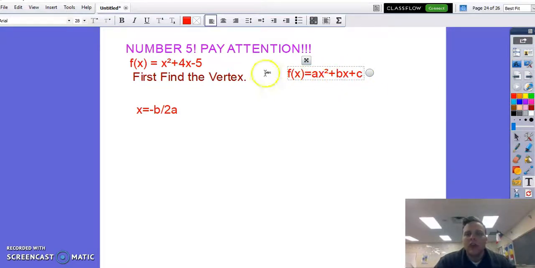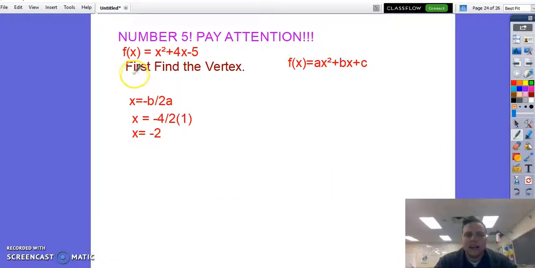So b is the number in front of x to the first power. In this case, it's a 4. A is the number in front of x squared. In this case, it's a 1. So then I could say x is equal to negative 4 divided by 2 times 1. We figure out the denominator first: 2 times 1 is 2, and negative 4 divided by 2 is negative 2. So the x value of the vertex is negative 2.